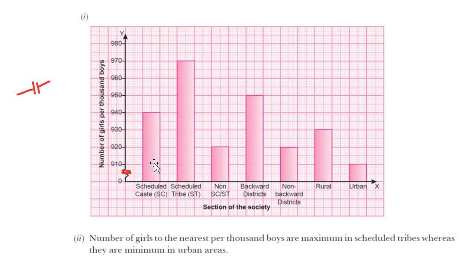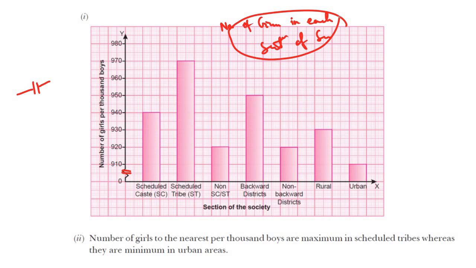And you see, you write down the various categories, SC, ST, non-SC, ST, and then you write the sections of the society, number of girls per 1,000 boys. Okay, so this is a bar graph. A very important thing is missing over here, which is the title. So you have to write that this is basically number of girls in each section of society. So this is basically the title. Okay, fine.